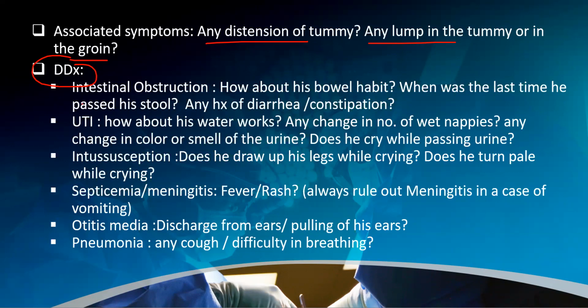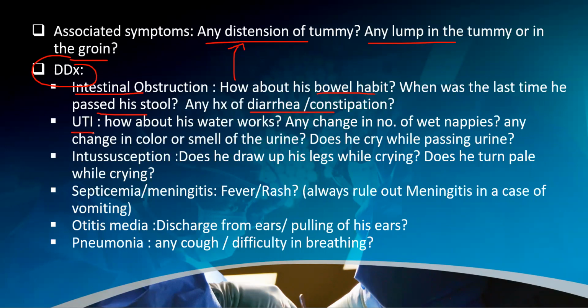Start with the bowel and bladder. So bowel, especially, it will give you an idea about the intestinal obstruction. So how about his bowel habit? When was the last time he passed or he opened his bowel? Any history of diarrhea or constipation? And along with that, you can also ask this question: have you noticed any tummy swelling or distension? So children with intestinal obstruction, they will have constipation. They will obviously say that, yeah, the last opening of bowel was 3 or 4 days ago, and there will be tummy distension also. So that's intestinal obstruction.